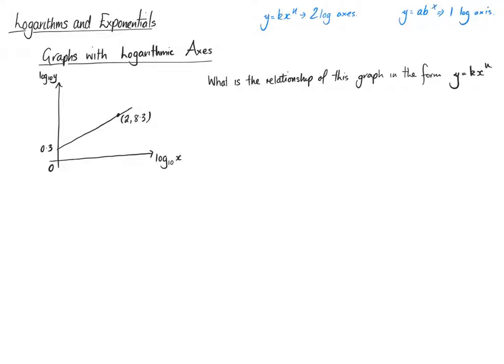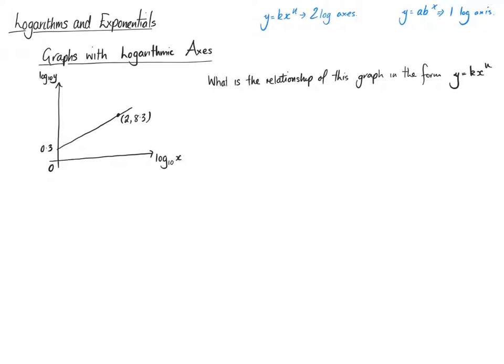Okay, so the first example we're going to do is this one here, where we have log to the base 10 of x on one axis, and log to the base 10 of y on the other axis. And we've been asked: what is the relationship of this graph in the form y equals kx to the n?